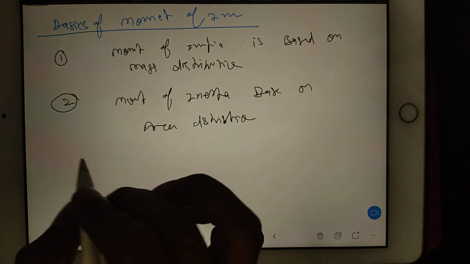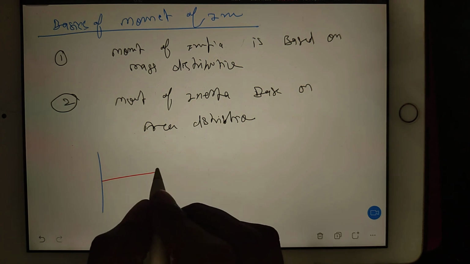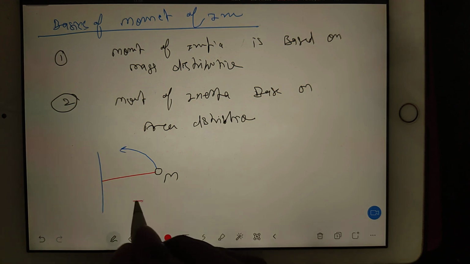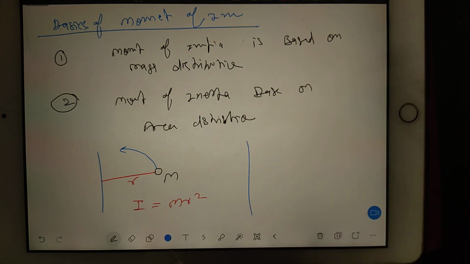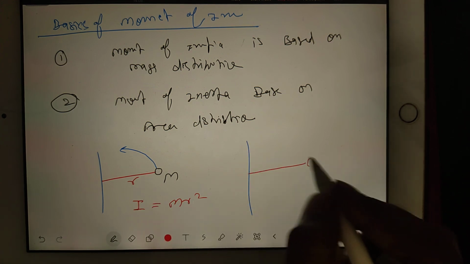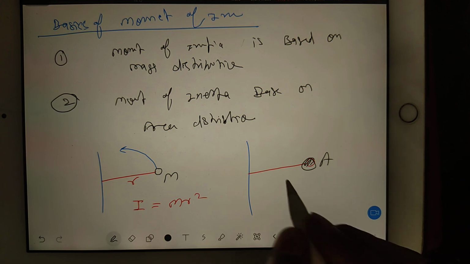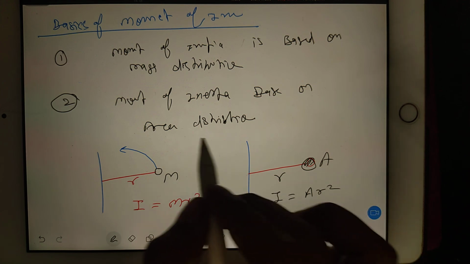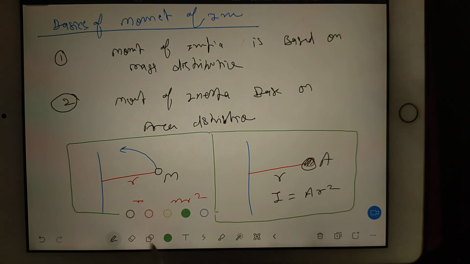In both cases, suppose this is the axis of rotation, this is the length, and you have a mass here. When it rotates, its moment of inertia I you will say is mr square, if the radius is r. But if this time it is not mass but area A at radius r, then I will be equal to ar square. So two types of moment of inertia we discuss in physics, or in engineering: one based on mass, one based on area.